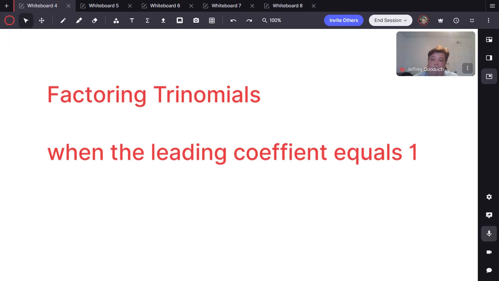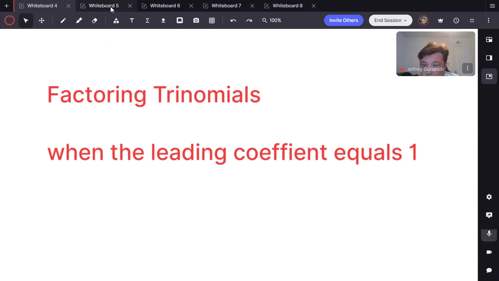Hi, today we are going to be factoring trinomials into two binomials. So that means factor something with three terms, and then we're going to factor it into two sets of parentheses with just two terms each.